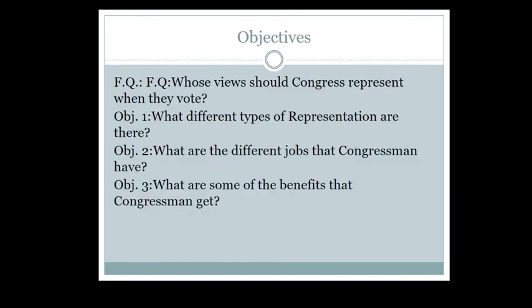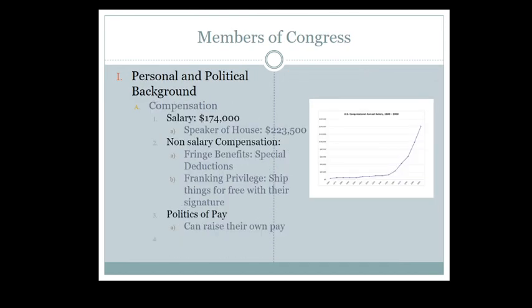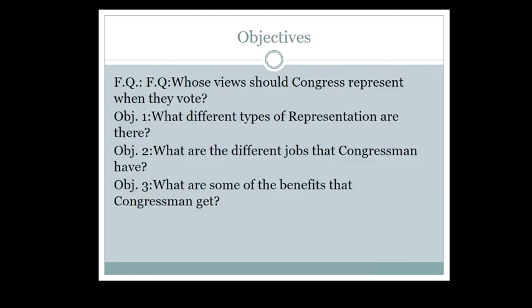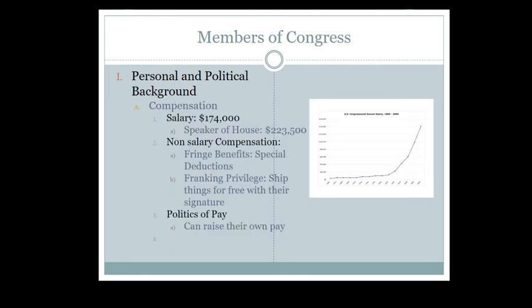And here are our objectives. Remember, make sure you have them all. What are the different types of representation? Politico, there's delegate, trustee, and partisan, right? What are the different jobs that a congressman can have? Legislative, representative, committee member, servants of the Constitution, politicians. And what are some of the benefits that congressmen get? They get paid generally $174,000 or more. They have non-salary compensation things as well. So these are the different benefits that they get.